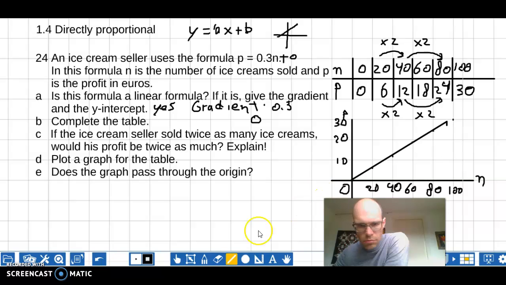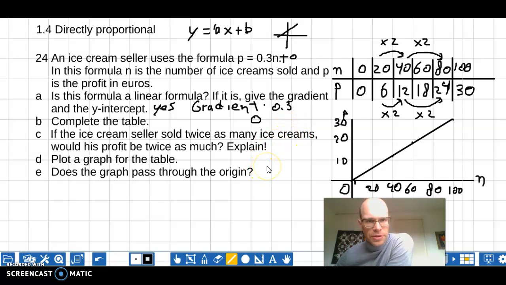Oh, that's not that good. I need to draw it longer, so I'm going to redo this one. That's why you need to draw with a pencil, because then you can redraw a line, and then we can see a straight line. Does the graph pass through the origin? As you can see, it passes through this point, so yes, it does.